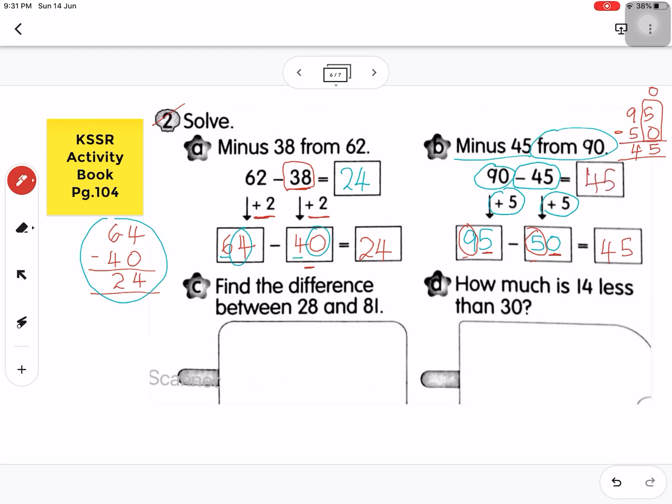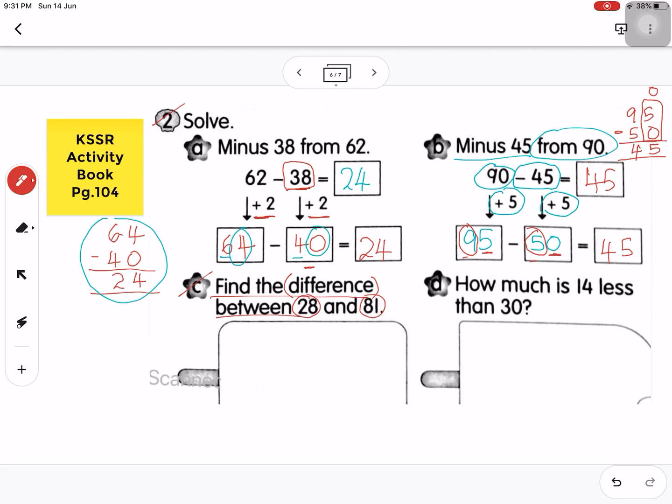45. Okay? So now we are going to move on to C. Find the difference between 28 and 81. When you look at the word difference, that means it's minus. That means 81 minus 28.